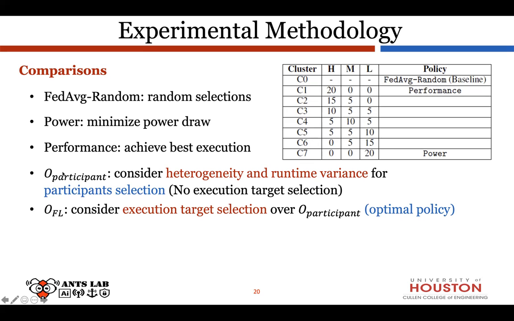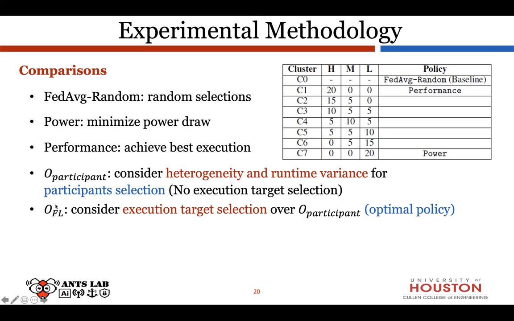And this all participant method means they consider the heterogeneity and runtime variance for the participant selection, but they don't consider the target selection. And for AutoFL, it means we consider the execution target selection over this all participant method.